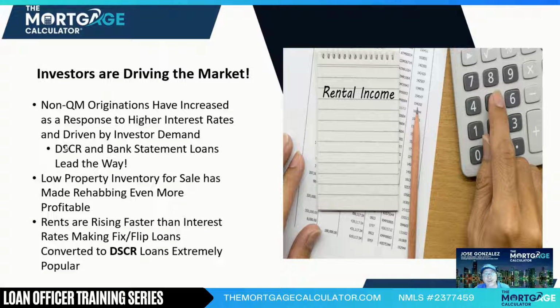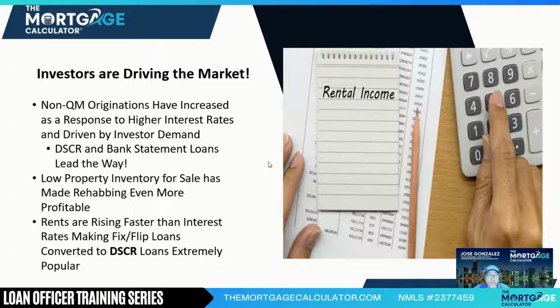And then obviously our investors are also leading the way. They are leading the way because we have so many great investment property loans. DSCR, bank statement loans. Low property inventory for sale has made rehabbing even more profitable. So besides the DSCR loans that keep increasing in options, increasing loan to values, in some cases lowering of FICO scores, which means more ability for more investors to qualify with it.